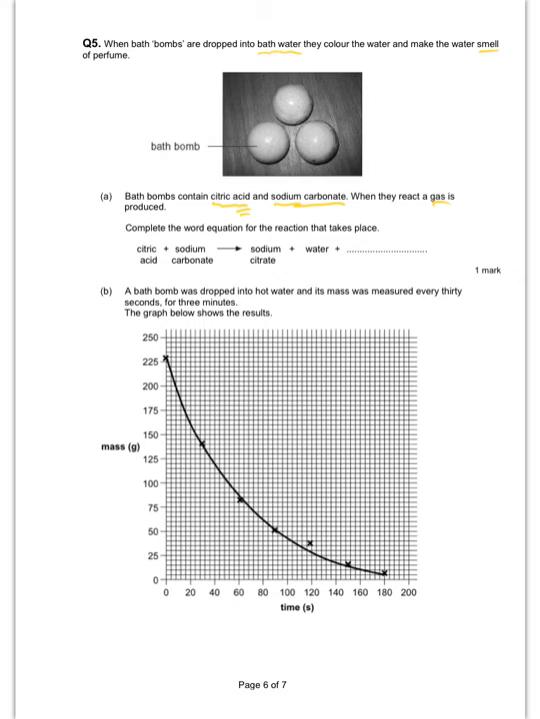Complete the word equation for the reaction that takes place. Citric acid and sodium carbonate make sodium citrate and water and another gas. And so we have to look at the words present on the left-hand side and have a think about what's missing. So we've got sodium in the reactants and we've got sodium in the products. That's already been spoken for and used. We've got the citric acid and we've got citrate there.